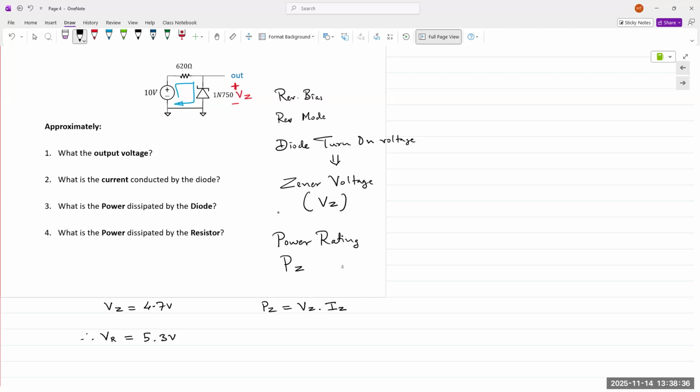Okay, the Zener diodes that you used in the lab kit, I'm not sure what that voltage rating was, but it has a power rating. So when you go to buy these components, there's always a power rating associated with it.